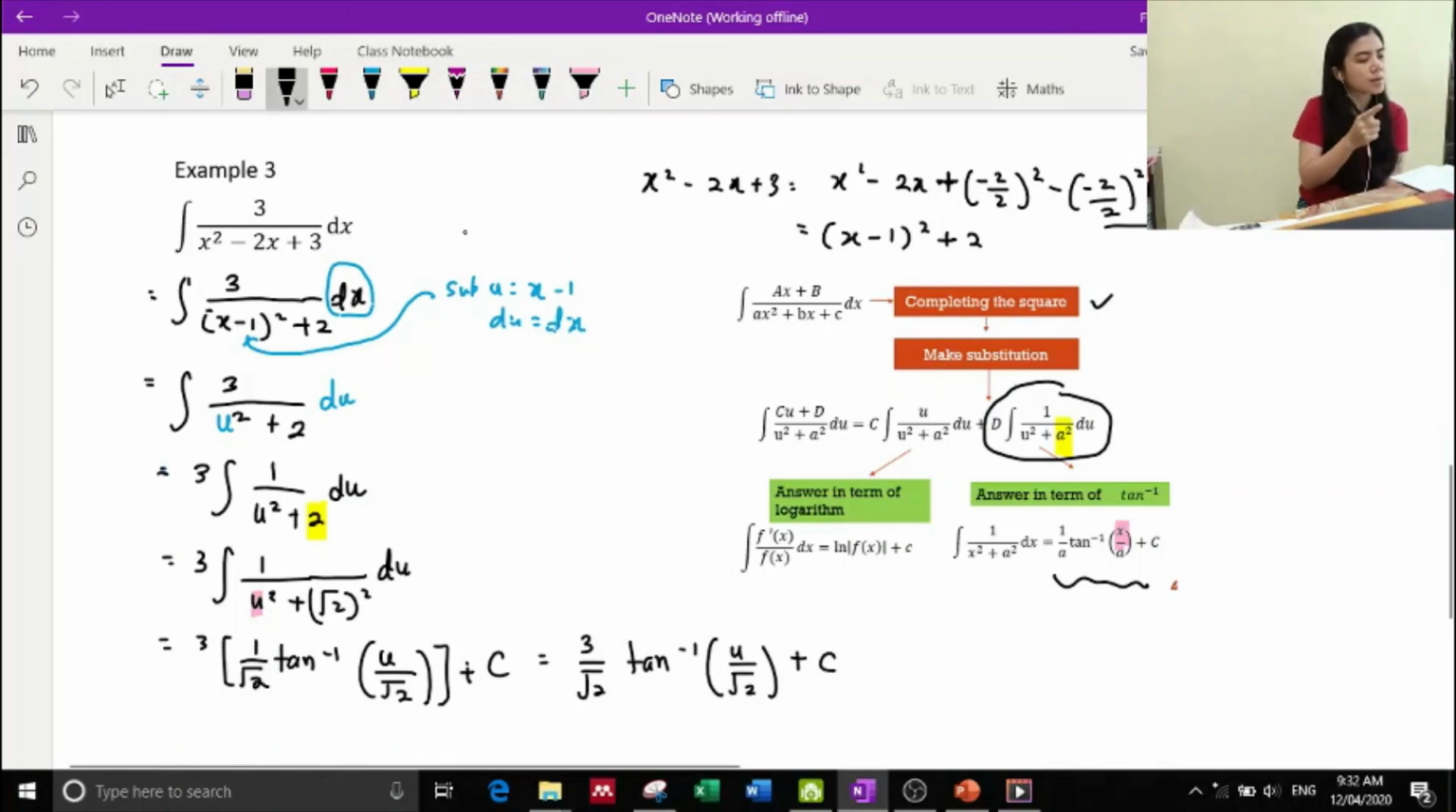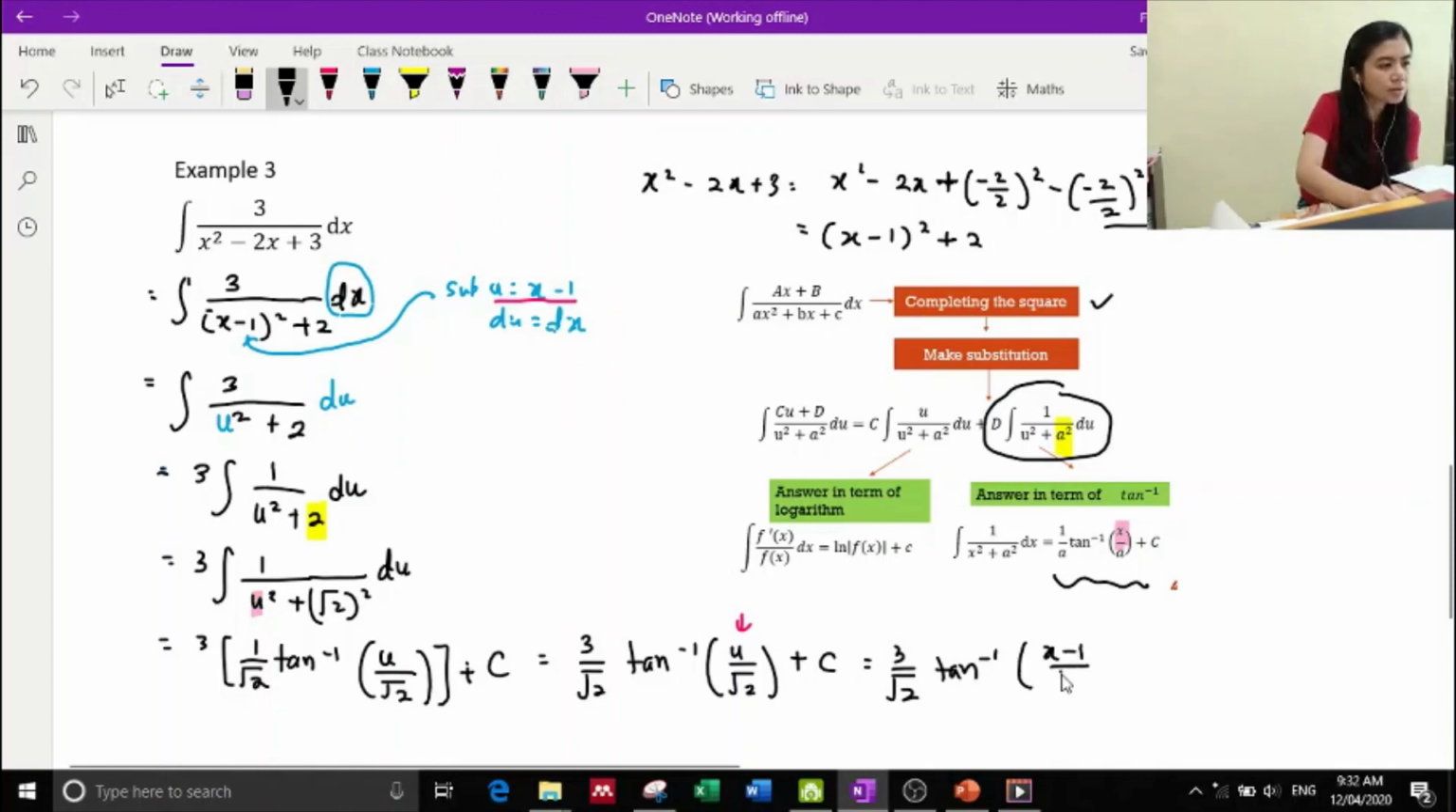But don't leave your answer in this way, because your question initially is not in terms of u, but in terms of x. So you have to make sure that your answer ends in terms of x also. You have to sub the u back, make the substitution back. You have to check what your u is. Your u is actually x minus 1. So we will have the final answer just in terms of x only: x minus 1 over root 2 plus C.